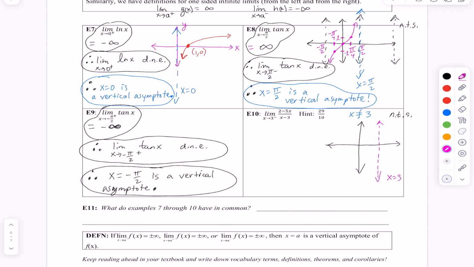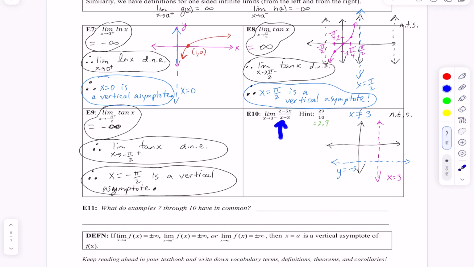You also could draw a horizontal line at y equals negative 5. Now clearly this is not to scale, okay? The hint here says use 29/10. Now remember 29/10 is about 2 9/10. So if you try to evaluate 2 9/10 of a function, if you plug in 2 9/10 in here, you start to gain some perspective of what the graph looks like.